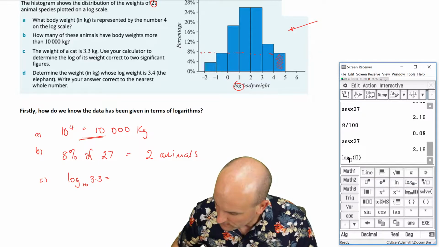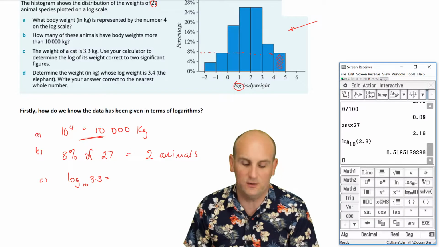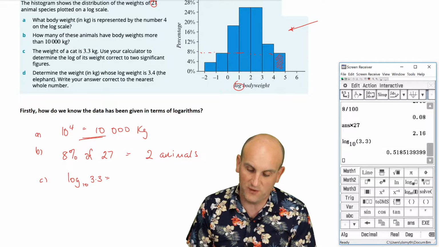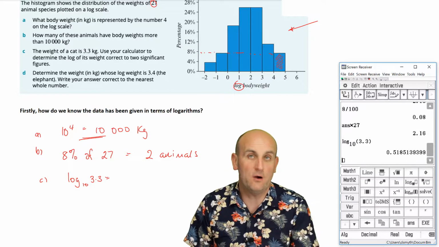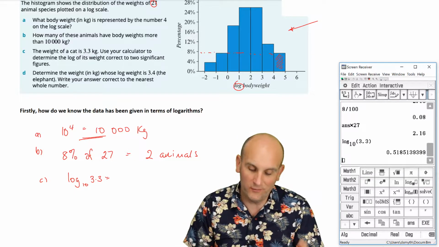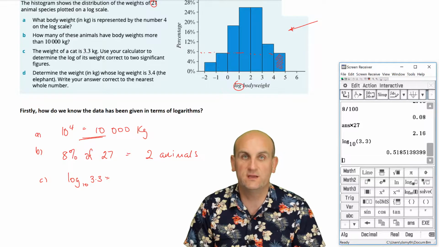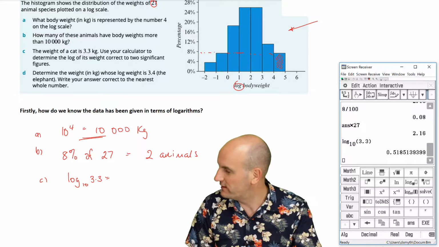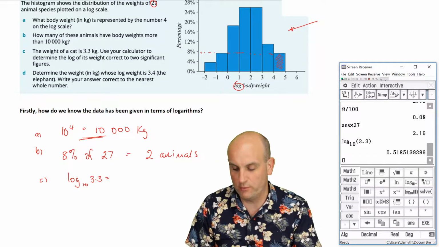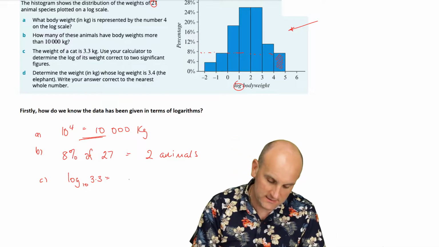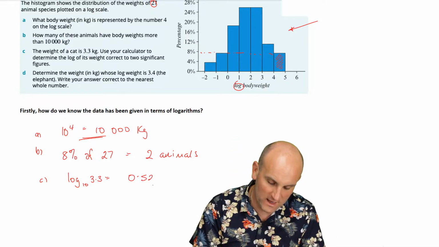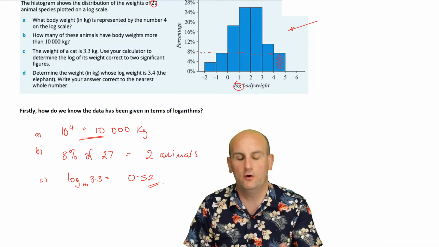So log base 10 of 3.3 gives me 0.5185 and so on. How do I round this? Well, the question tells us. It says correct to two significant figures. And if you know how to round to two significant figures, it is 0.52. And so there we go, 0.52 would be the log of 3.3.